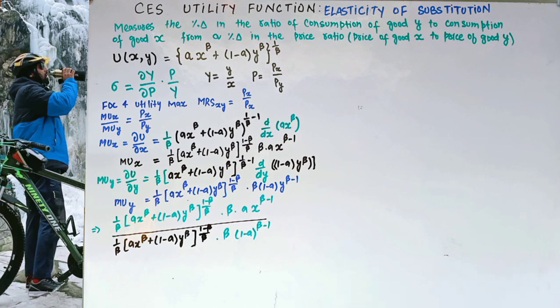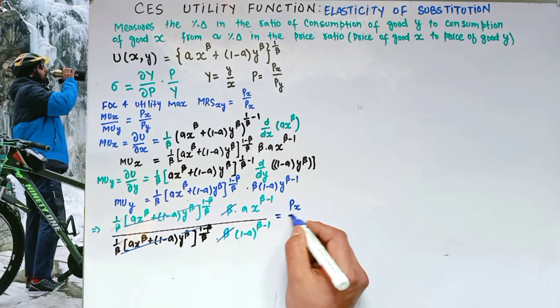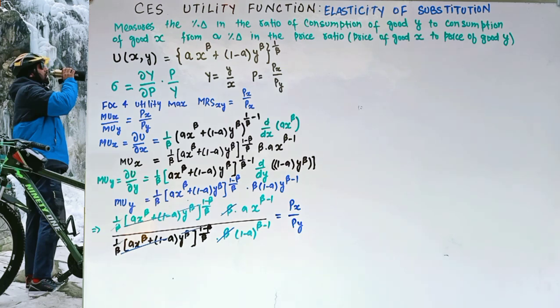Here you can see we can cancel like terms: beta and beta get cancelled, these whole terms get cancelled, and this 1 upon beta cancels with this. So it should be equal to the price of good x upon the price of good y. Let us see what we are left with. We got a upon 1 minus a, raised to the power beta minus 1.